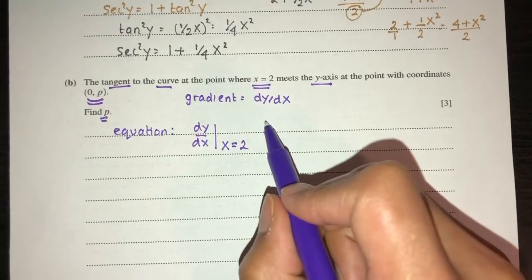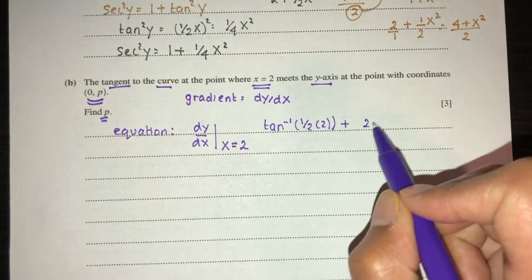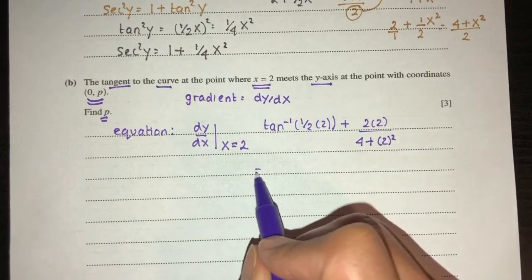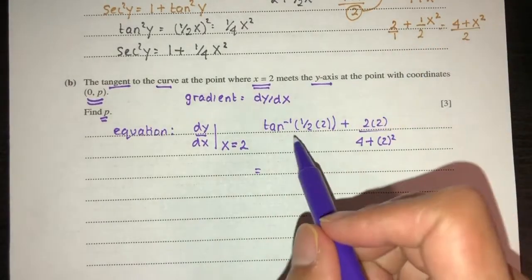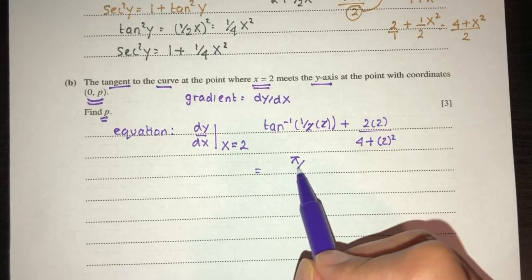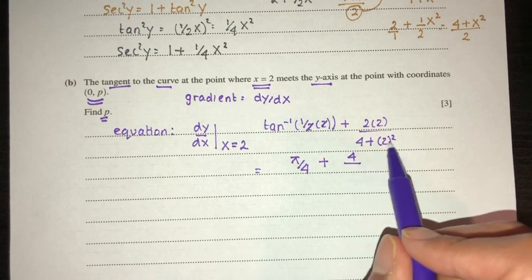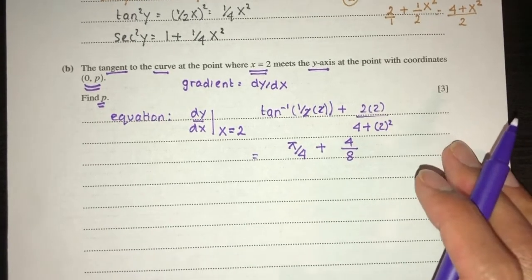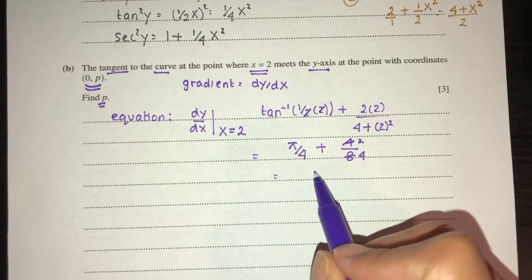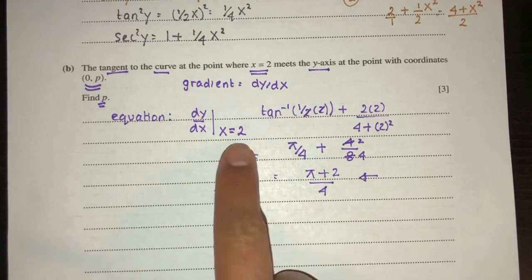Okay, so replace back, you will have tan inverse of half times 2 plus 2 times 2 over 4 plus 2 squared. So let's find the values. As you know, that will cancel out. Tan inverse of 1 is 45 degrees, that will be pi by 4, plus 4 over 4 plus 4, which is 8. Now we have to simplify. Let's divide by 2. You will have 2 here, you will have 4 here. So you'll have pi plus 2 over 4. That is your gradient at that point.